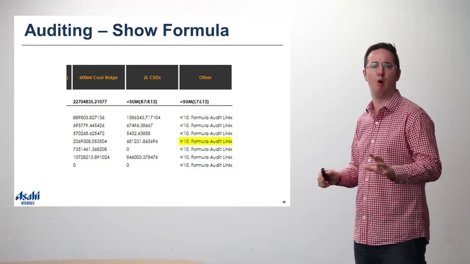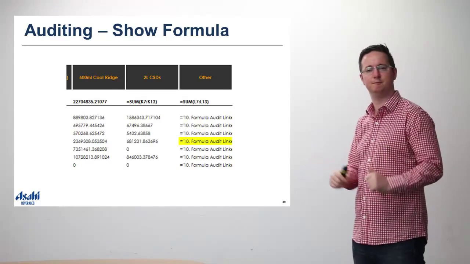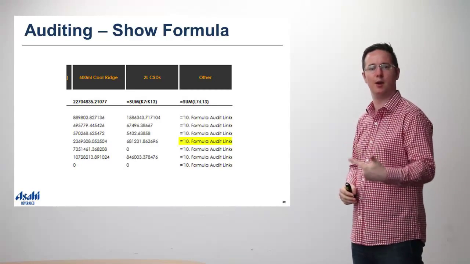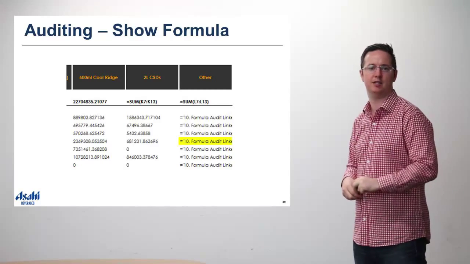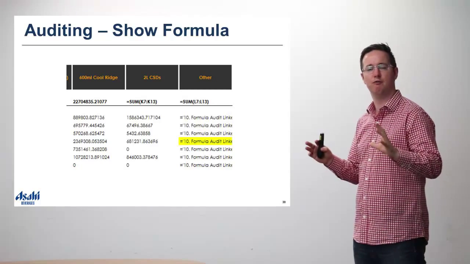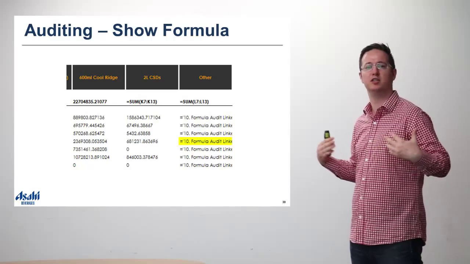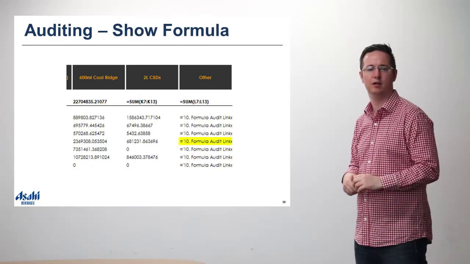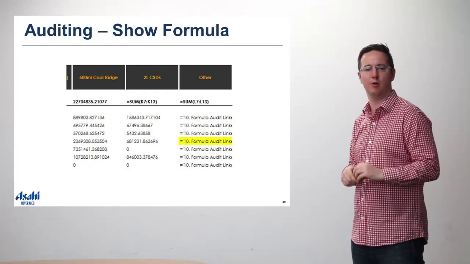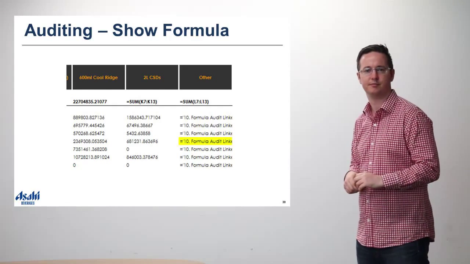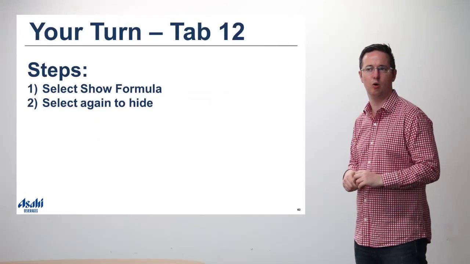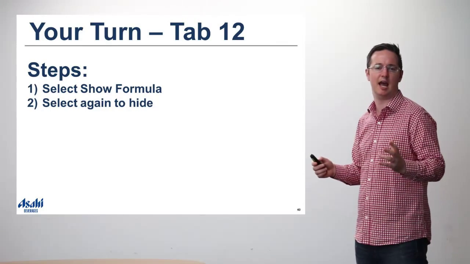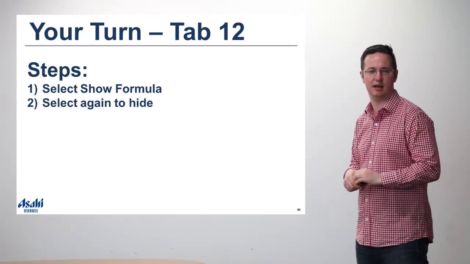So show formulas. You get a spreadsheet and you're looking at it and you want to know what's a constant, what's a formula, what's linked to another page. But if you press the show formulas button, it will show you what's behind each of the cells in your workbook. So it's pretty simple, it's just knowing what button to press. So now you guys can have a go on tab 12, just select show formulas, select it again, and it's hidden as easily as it was unveiled.